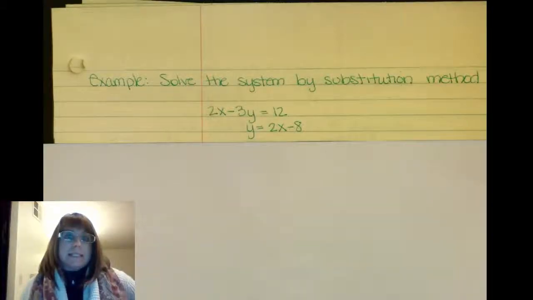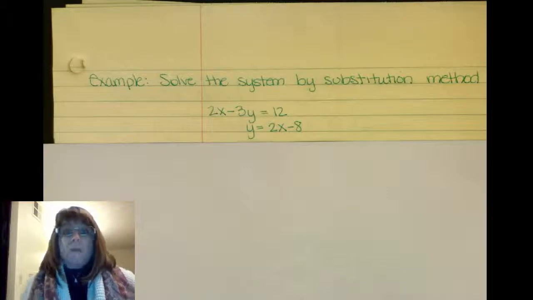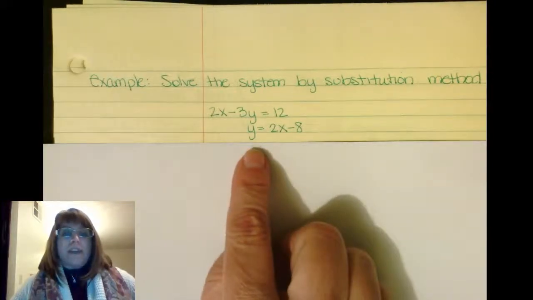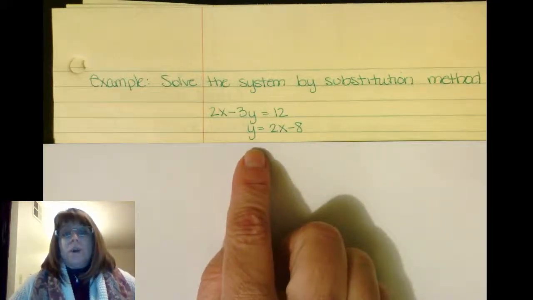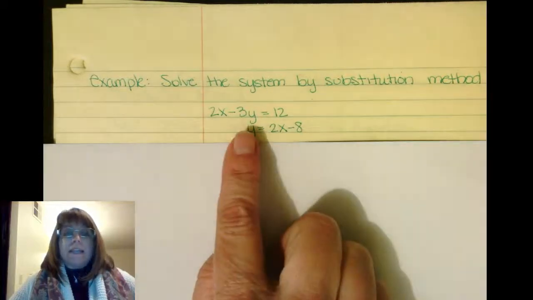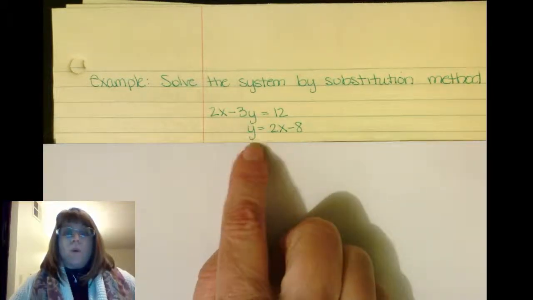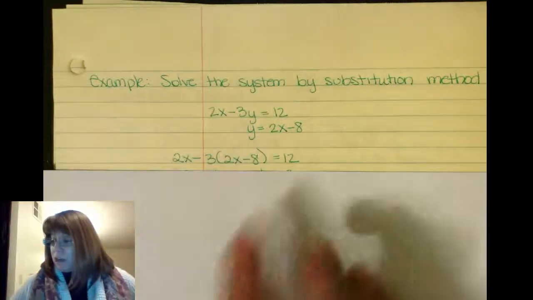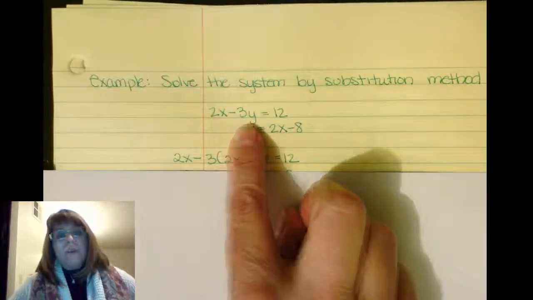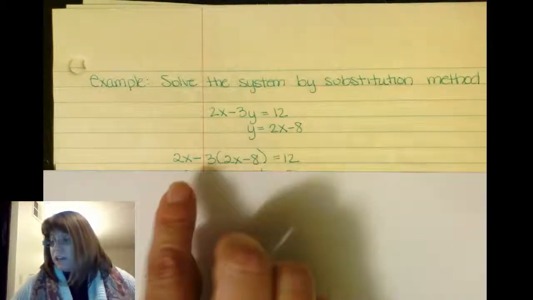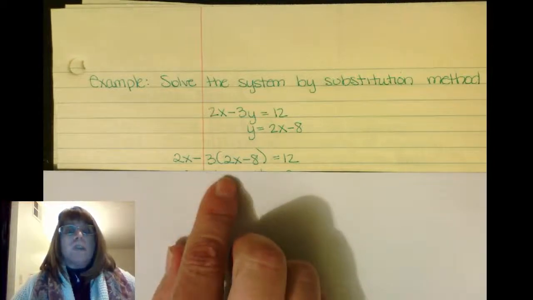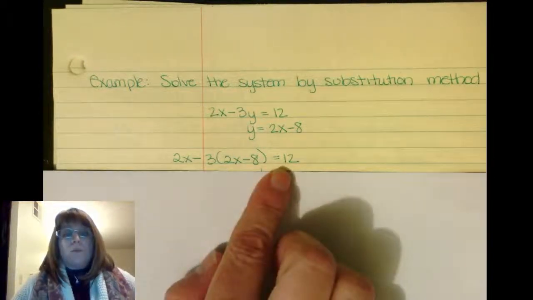Let's examine the system 2x minus 3y equals 12, y equals 2x minus 8. Since our second equation is already solved for y, that's a good candidate to replace the y in the first equation with what it equals in the second equation. So wherever I see the y in the first equation, I put in 2x minus 8. So my equation becomes 2x minus 3 times the quantity 2x minus 8 equals 12.